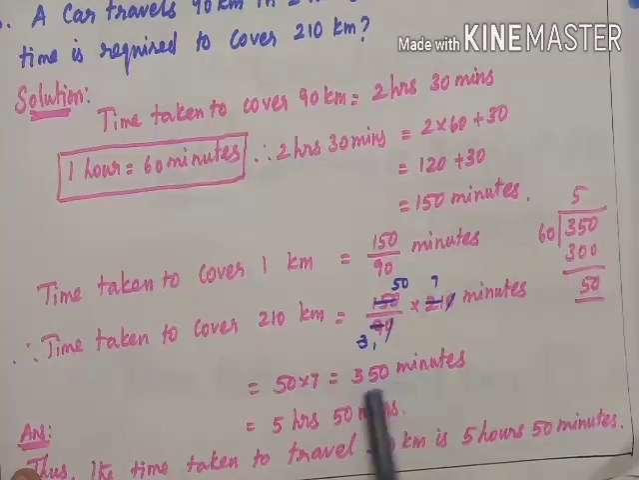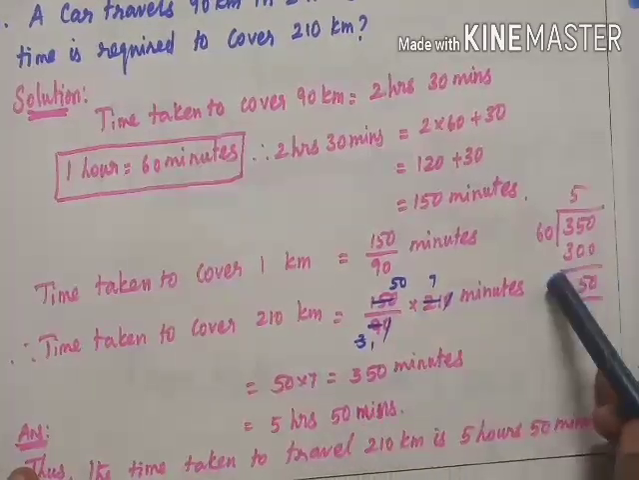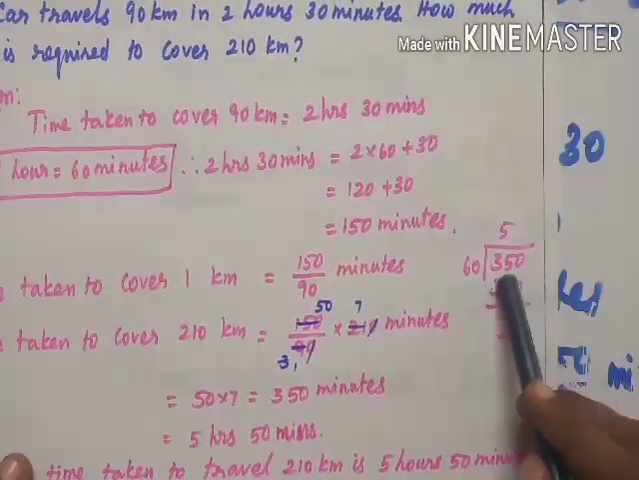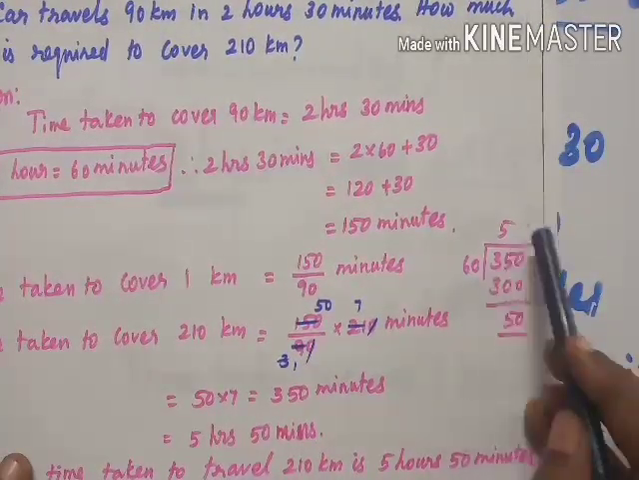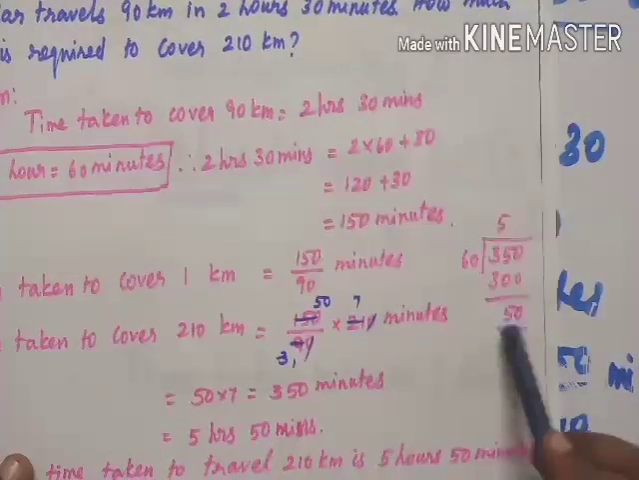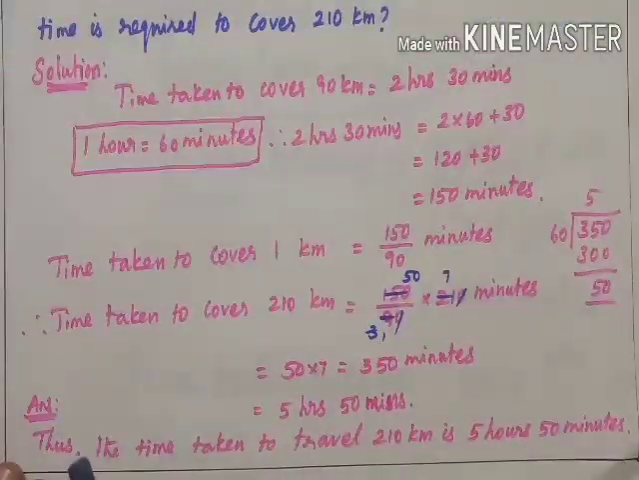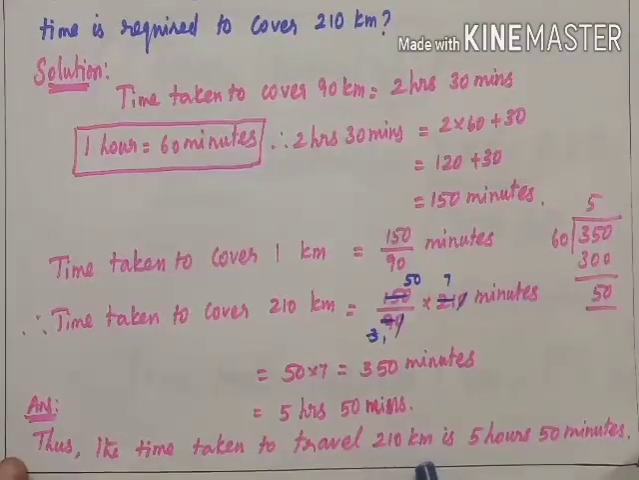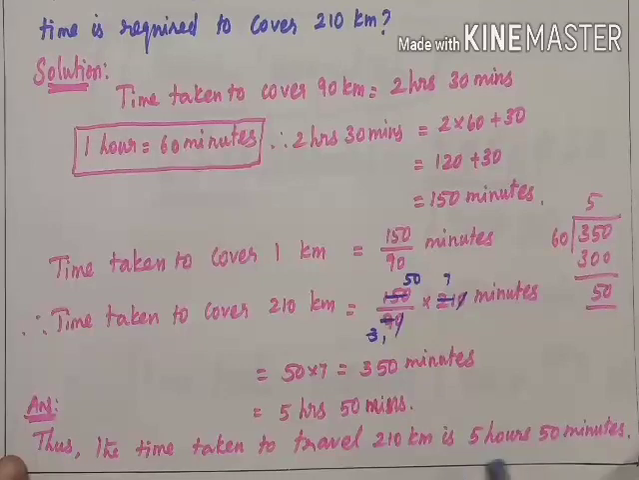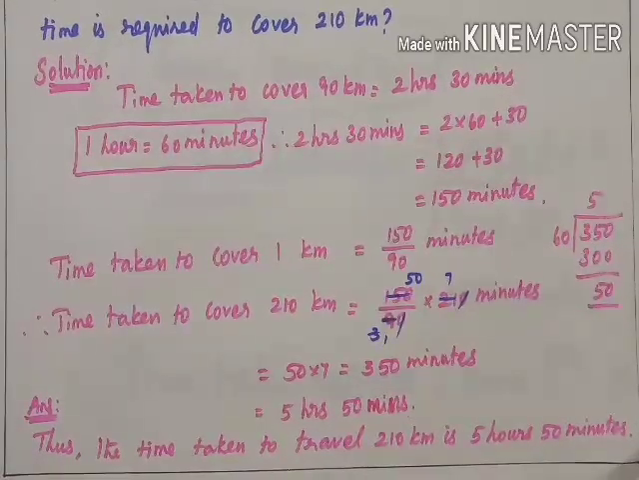Again, we have to convert this minutes as hours. How to convert that minutes as hours? So just do the division. 350 divided by 60. 5 60s are 300. So 5 hours 50 minutes. Answer is 5 hours 50 minutes. Thus, the time taken to travel 210 kilometer is 5 hours 50 minutes. Yes children, got it? Right.